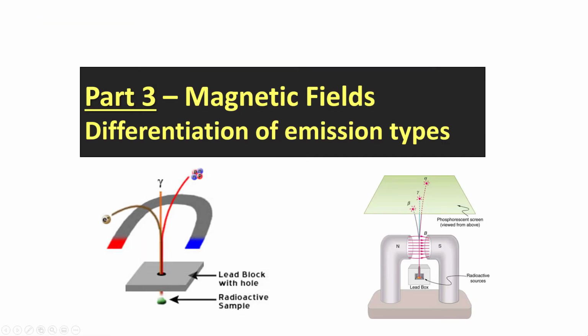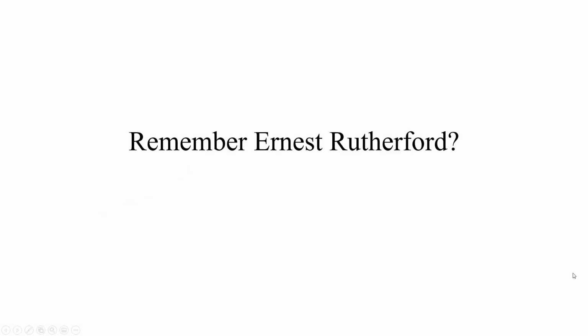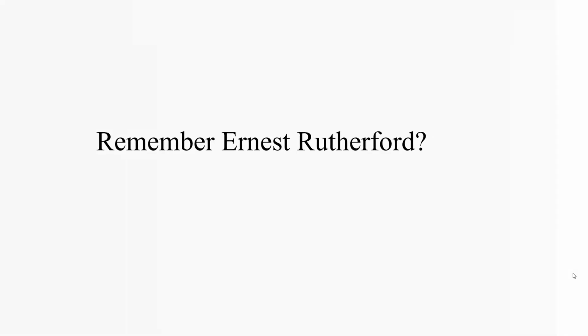Part 3 and the final part of our video talks about how magnetic fields are used to differentiate the different types of radioactive emissions. So in order to do that, I'm going to throw back a name at you. It's Ernie Rutherford. And you will remember Ernie Rutherford from when we used to talk in the fall about the atom. It was very early on in our chemistry careers.